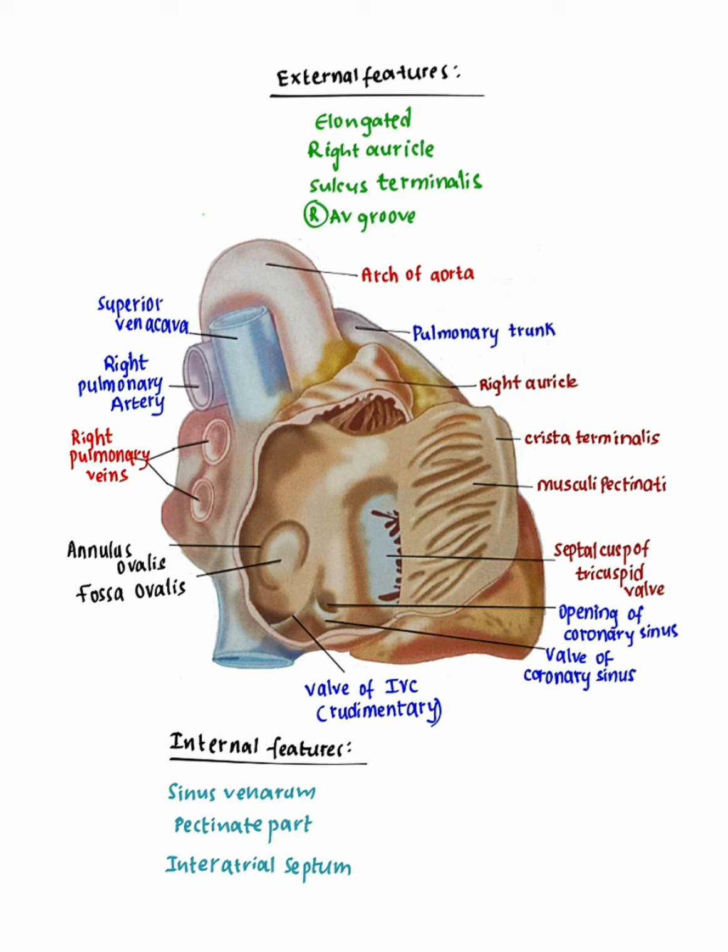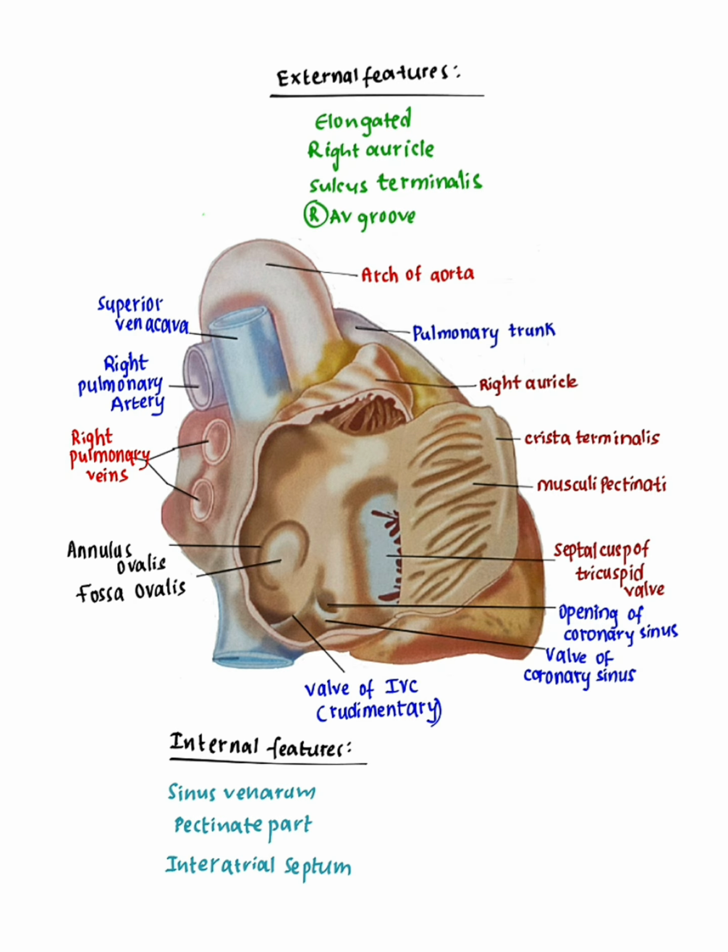Superior vena cava opens at the upper end, inferior vena cava opens at the lower end. Its opening is guarded by a valve called the Eustachian valve, which is rudimentary. The opening of the coronary sinus is guarded by a valve called the Thebesian valve. The intervenous tubercle of Lower is present in the posterior wall of the right atrium, just below the superior vena caval opening.